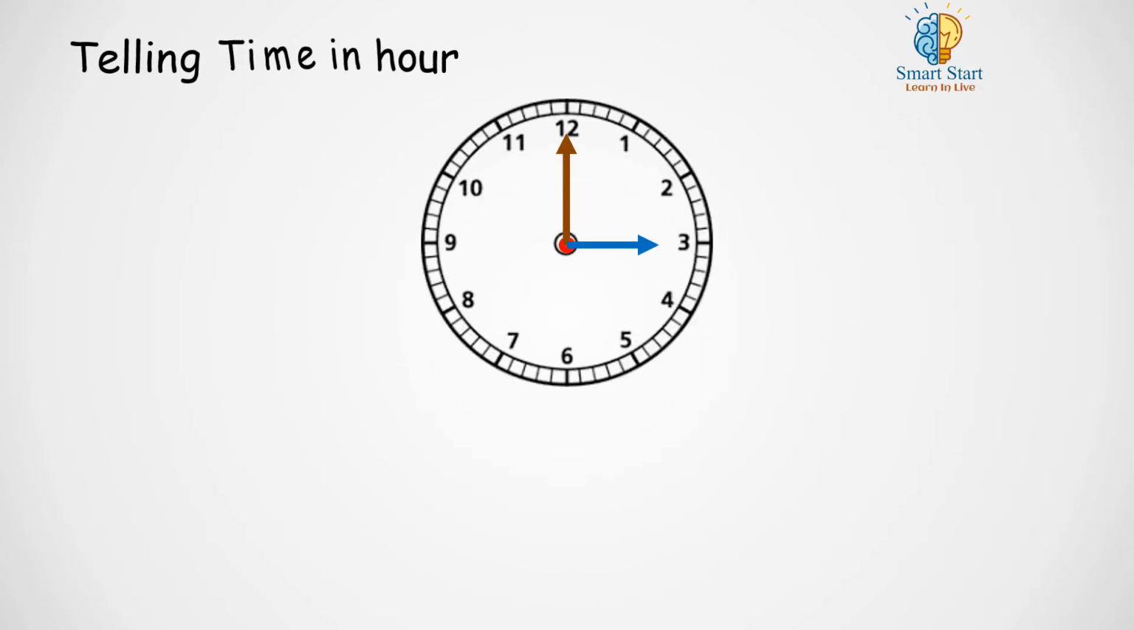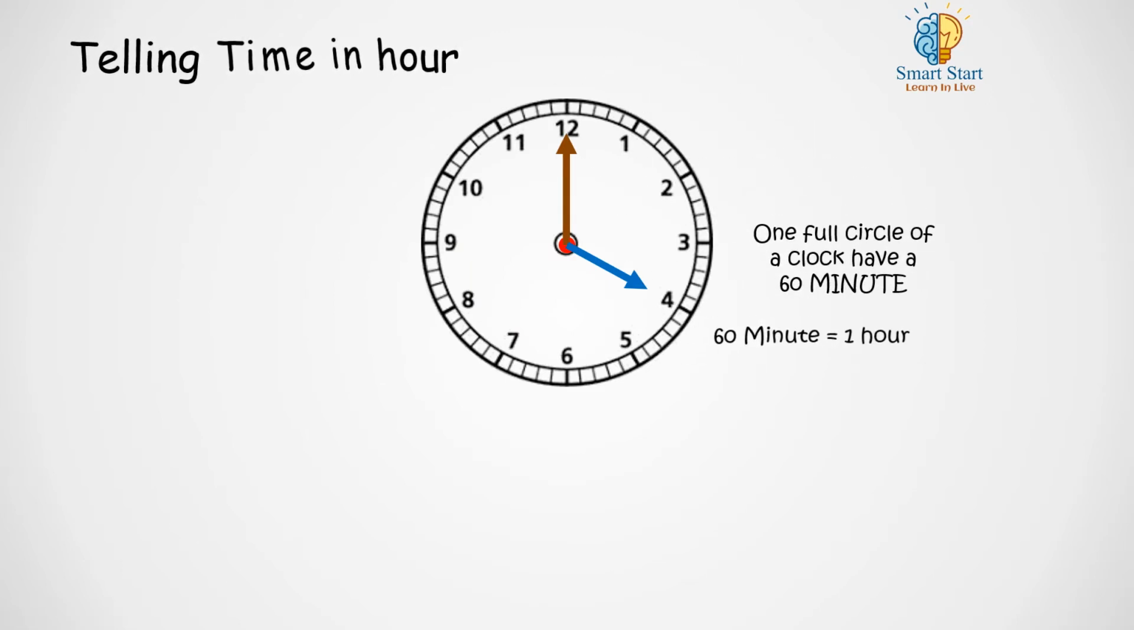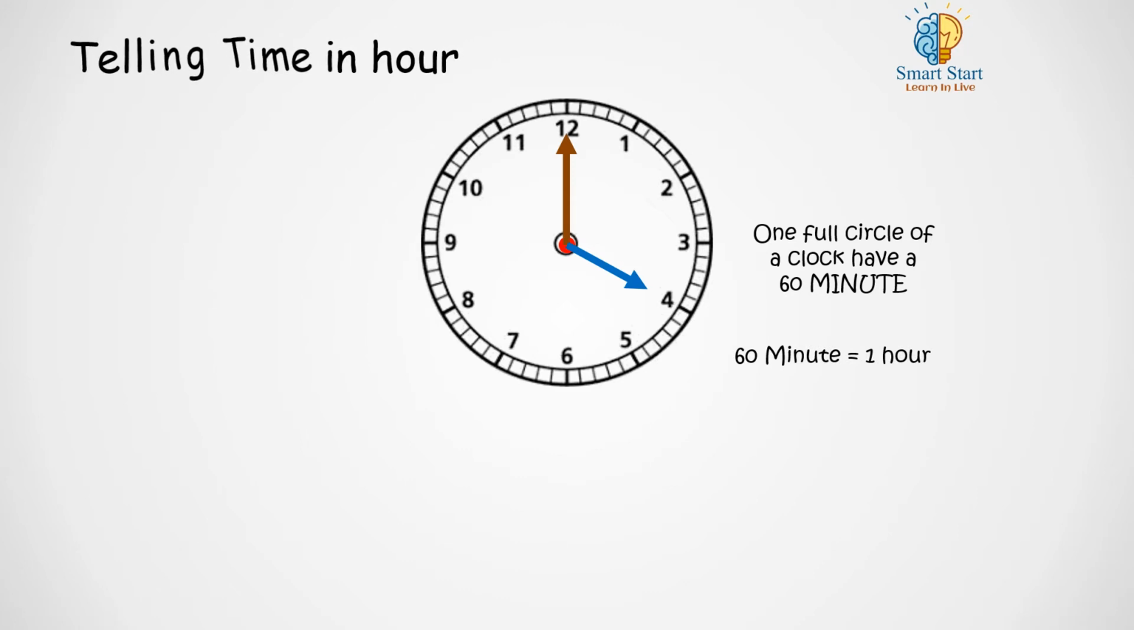The hands of the clock rotate in one direction, that is from left to right. This is known as the clockwise direction, and the reverse rotation is known as the anticlockwise direction. One full circle of the clock is 60 minutes, that is 1 hour, which means 60 minutes equal 1 hour.